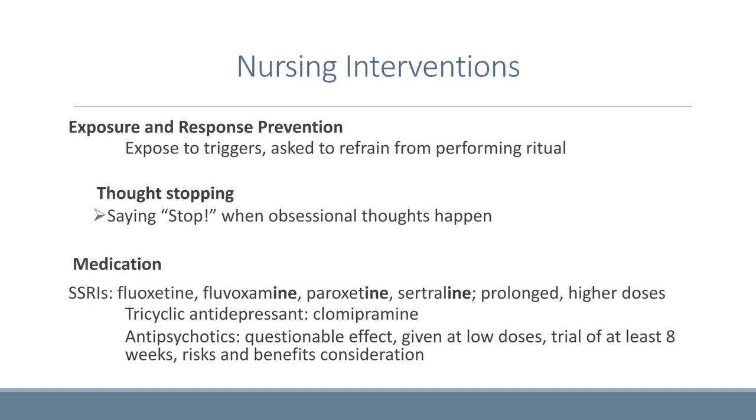With exposure and response prevention, we want to know what those triggers are and expose them to the triggers and ask them to refrain from performing the rituals. This would be easiest with someone who has a contamination fear and feels the need to use hand sanitizer, wash their hands, or has germophobia. Expose them to a trigger that would normally cause them to wash their hands right away, and then ask them to refrain from performing that ritual and see if they can manage that. Of course, after some therapy, some discussion, and some preparedness.